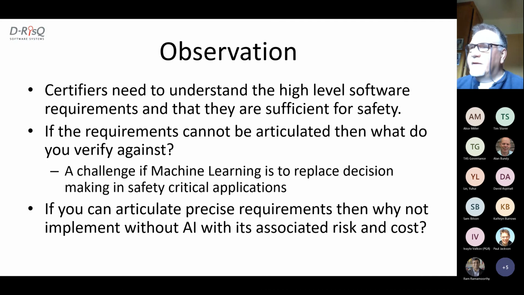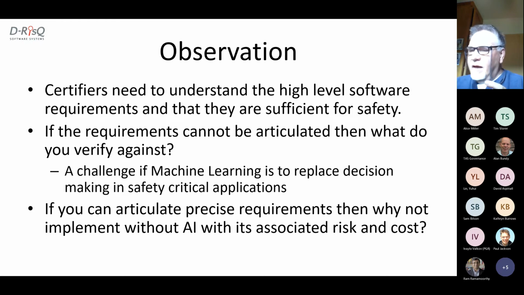And if you can articulate precise requirements, then why not implement without the use of AI with its associated risk and cost? Now, obviously, that doesn't preclude it from a research topic about how you might do this, but in an engineering sense, why do that? It's certainly not going to be something which I think is going to be done purely in terms of AI.